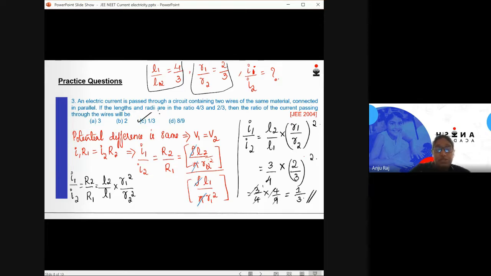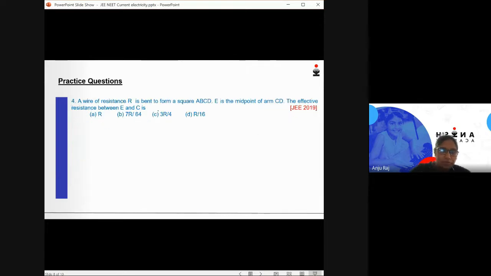Okay, this was your JEE 2004 question. Let us see one more question. This is a JEE 2019 question. A wire of resistance R is bent to form a square ABCD. Okay, let us draw a rough diagram and see how it looks. You have a wire and it is bent to form a square ABCD.